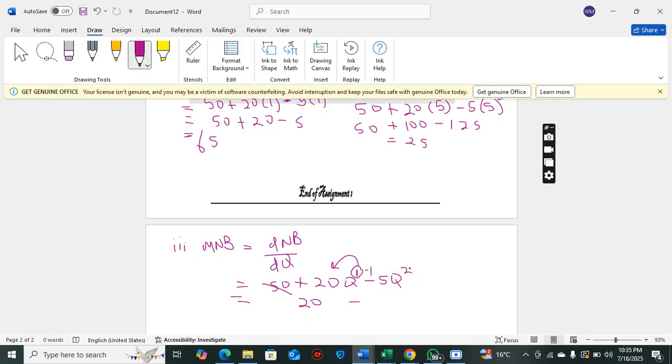Then here we're going to say 2 times negative 5, or 2 times 5 is 10, already write the minus here. You subtract a 1 from the exponent: 2 minus 1, that is 1. So we remain with 10Q to the power 1. Is that okay?